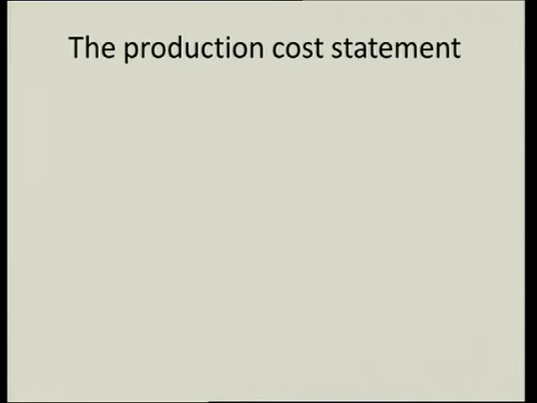Okay, learners, now we've seen some terminology, and now we're going to look at the production cost statement. The production cost statement is the statement in which you calculate your cost of production for that year. What did my production cost me in that particular year? Terms that come up again are direct and indirect.